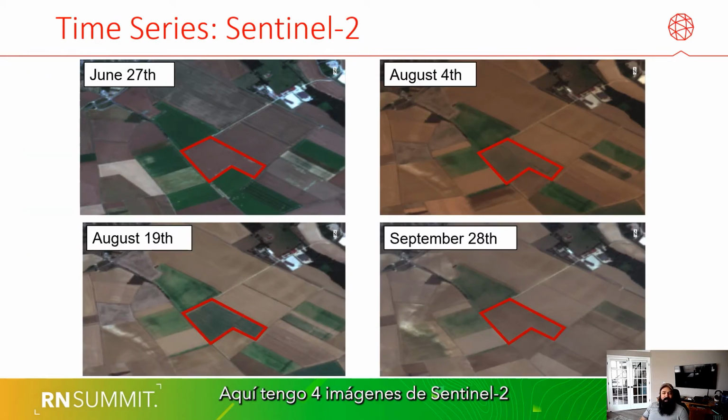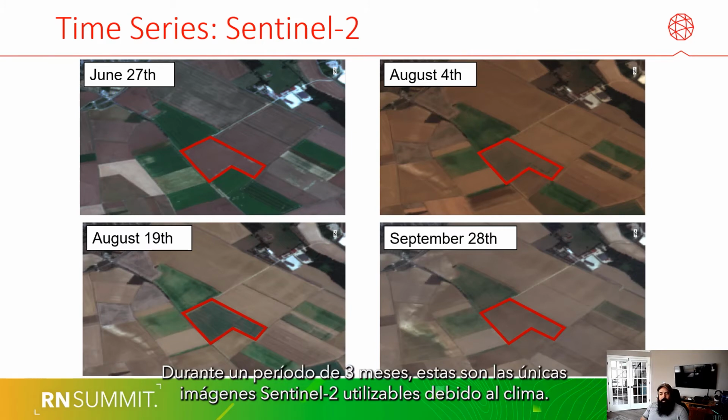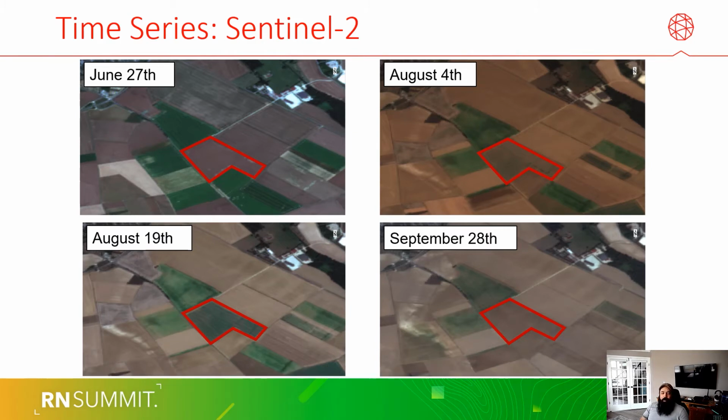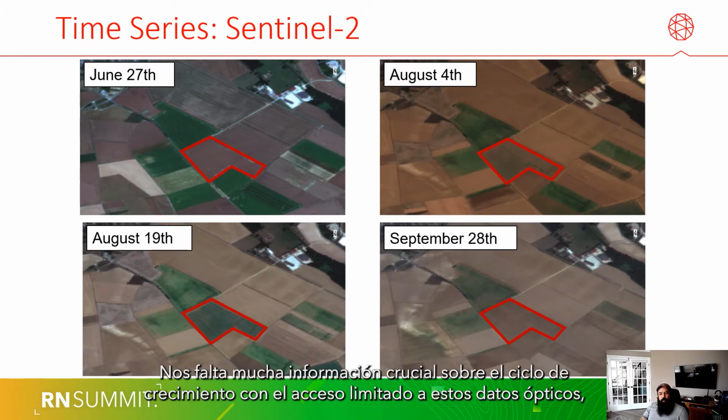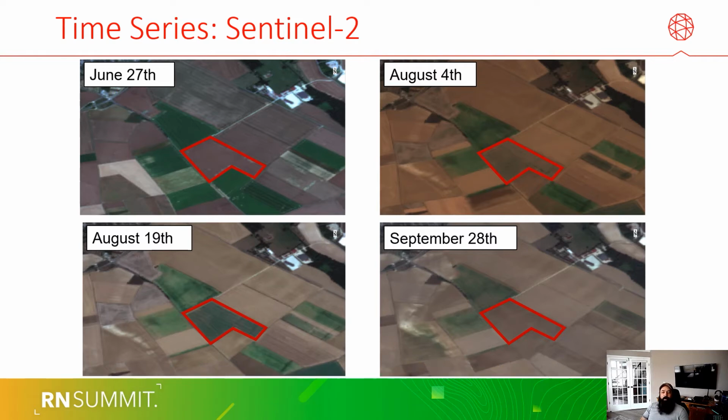Here, I have 4 Sentinel-2 images spanning multiple dates over a field, highlighted in red. Over a 3-month period, these are the only usable Sentinel-2 images due to weather. And you can see the large gap in between the barren field in June, the beginning of growth on August 4th, the greening in late August, and suddenly an empty field at the end of September. We're missing a lot of crucial information about the growth cycle with the limited access of this optical data. So let's see what SAR can give us instead.